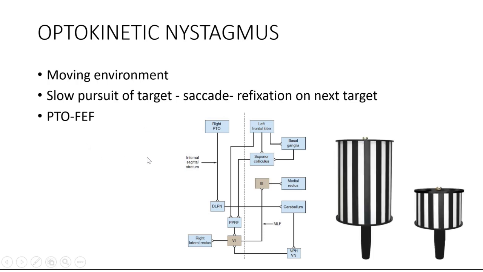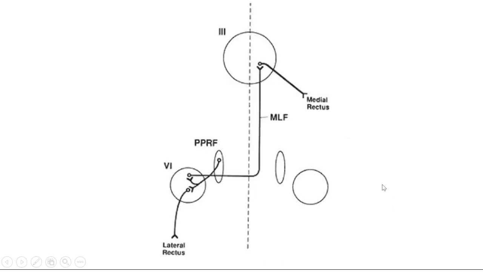To test optokinetic nystagmus, I'm sure all of us would have seen the optokinetic nystagmus testing drum which keeps rotating. We will fixate on one of these bars, and once it goes out of vision, then we fixate on the next bar. So this is how our optokinetic nystagmus is tested, wherein there is slow pursuit of this bar followed by a corrective saccade in the opposite direction.